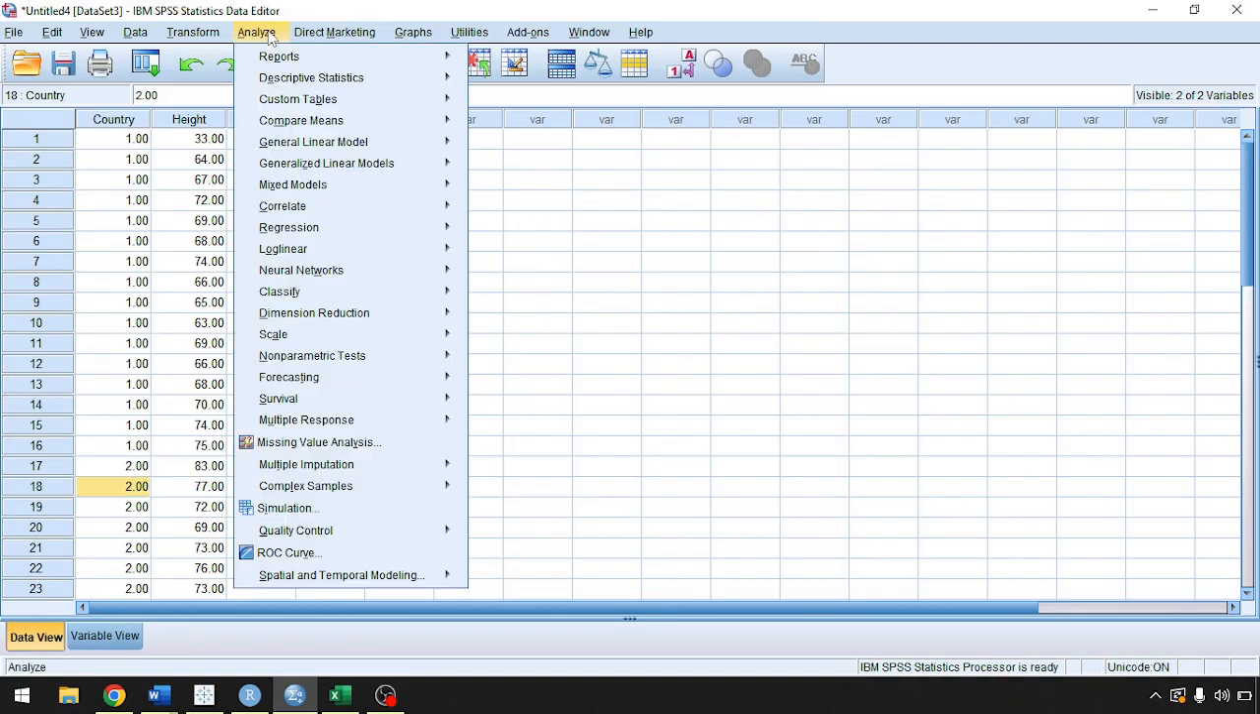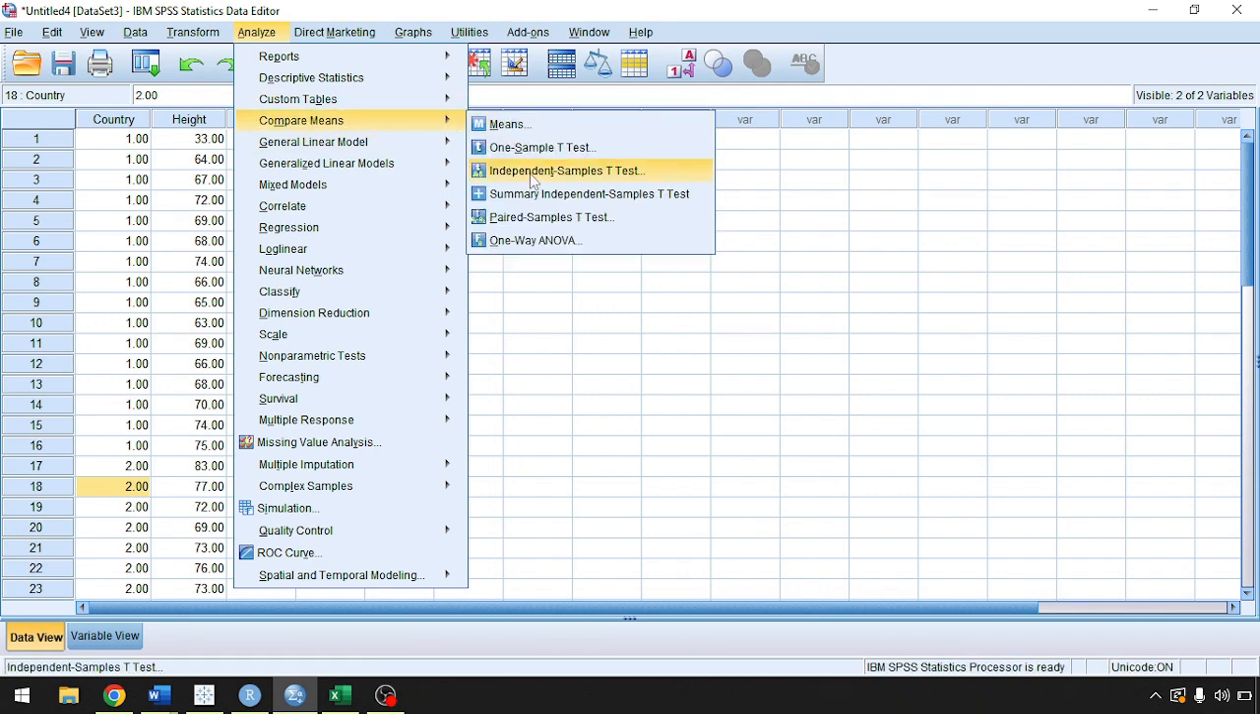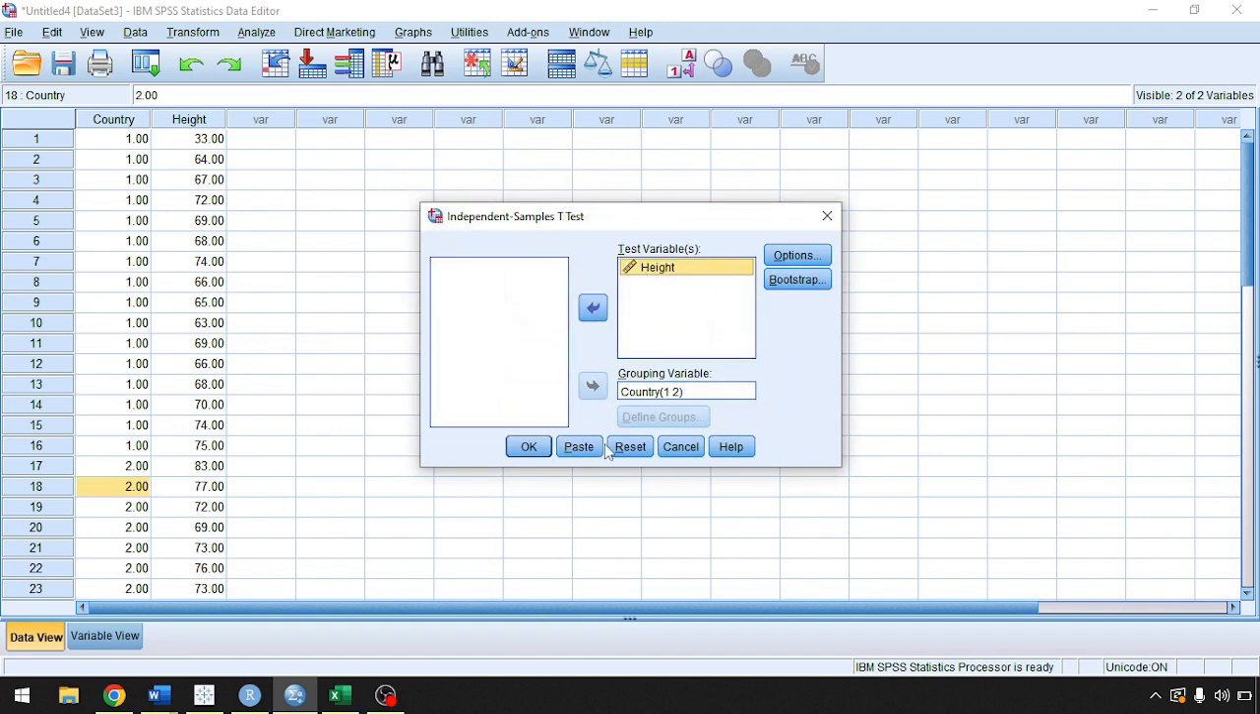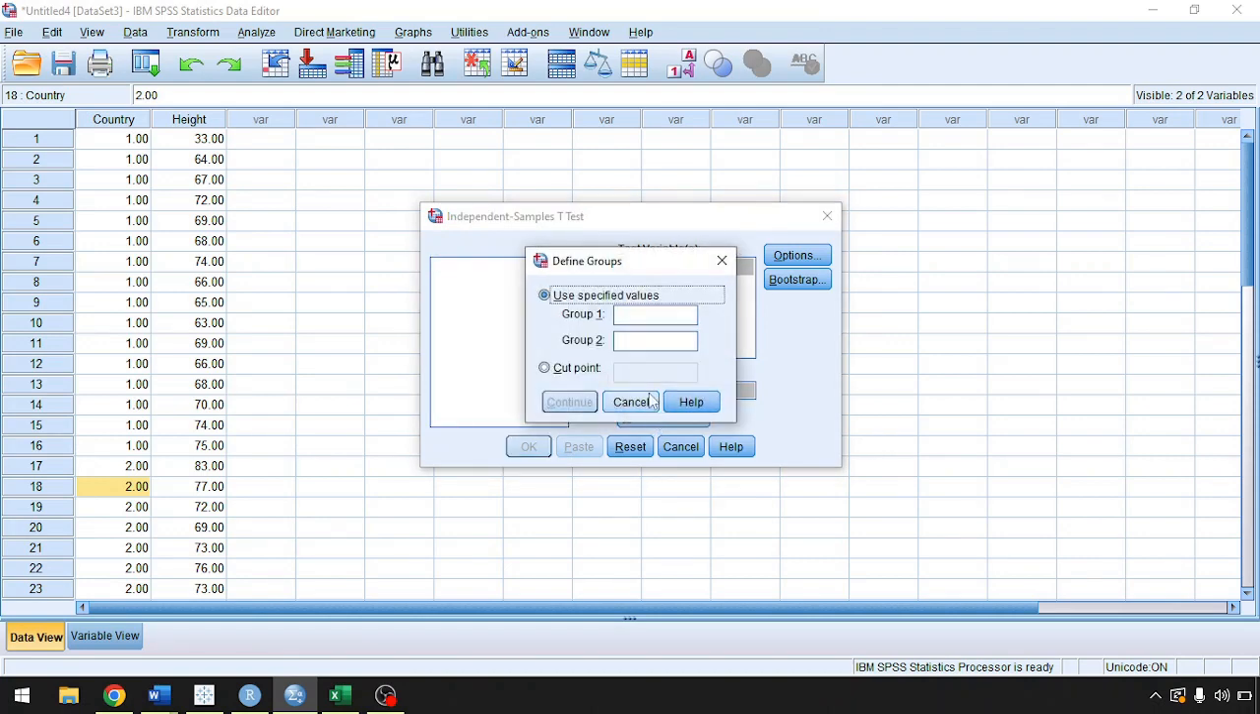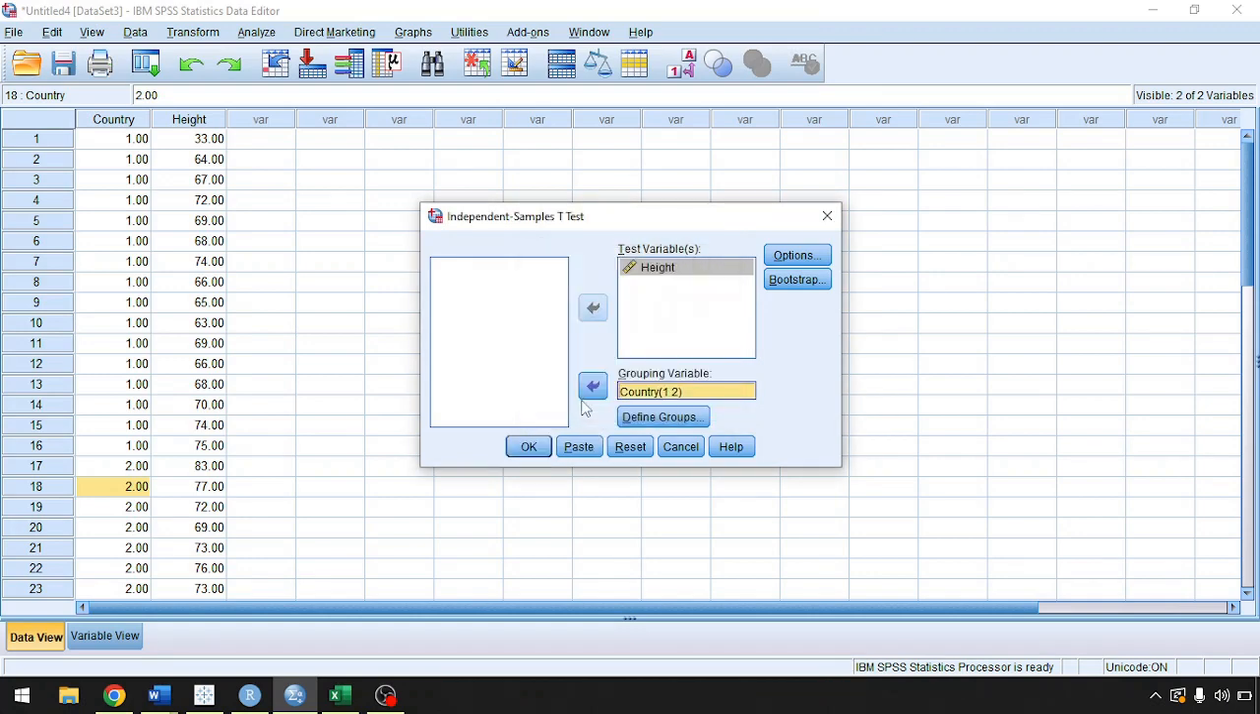So on the data view, simply go to the analyze tool, compare means, and click on independent samples t-test. Over here, what you will see are both of the variables under consideration. We will put the measure variable, which is height, into the test variable box, and the group variable will go to the grouping variable box, and then we will define it by the two categories of one, which is Puerto Rico, and two, which is Dominican Republic.